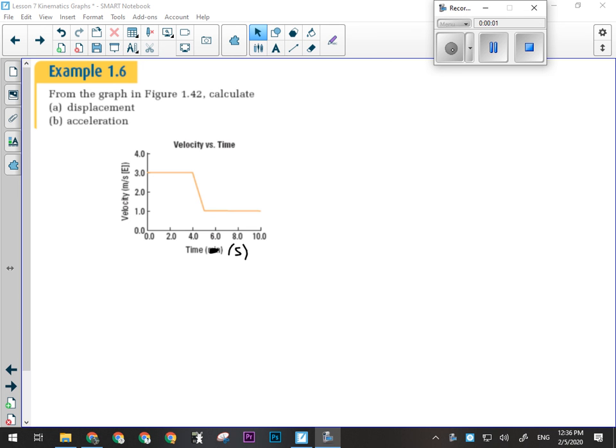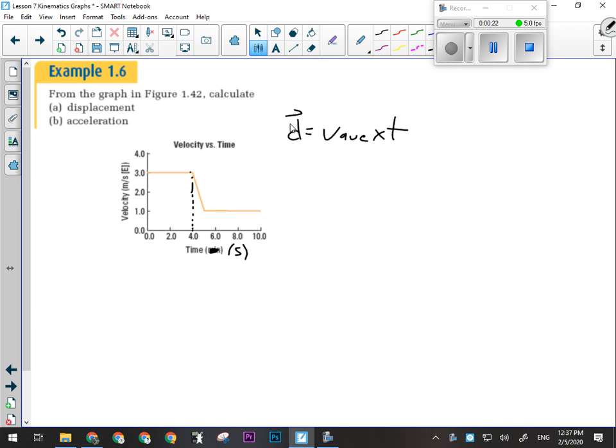All right, so let's have a look at this one here, guys. So we have a velocity versus time graph. First thing they want us to calculate is the displacement of the object. If I'm going to find displacement, I need average velocity times time. For the first part, that's pretty easy. It travels at a constant velocity of 3 meters per second for 4 seconds. How far does it go?